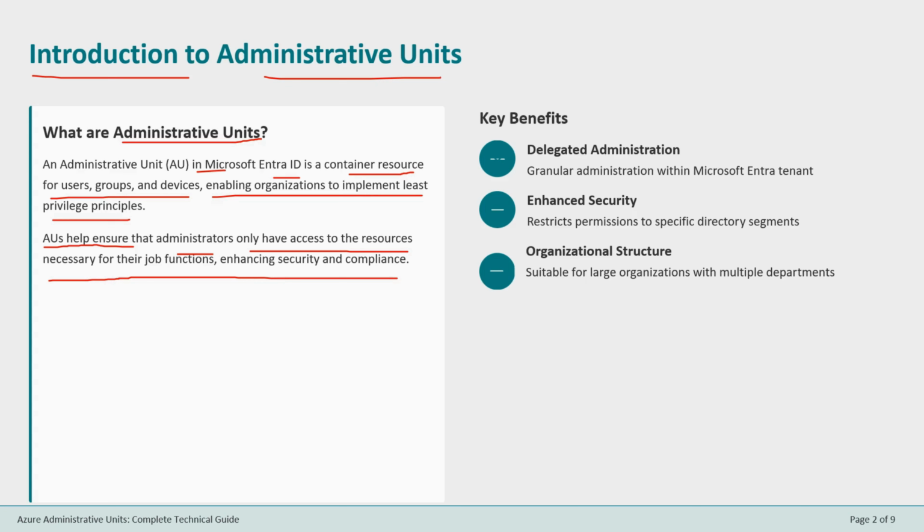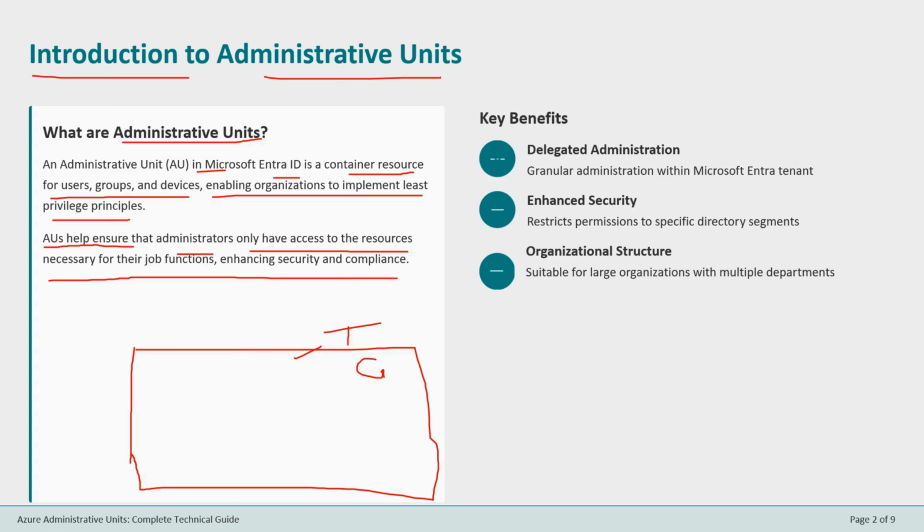For example, if a user has access to the entire tenant itself. For example, this is our tenant. I will create one basic diagram so you can understand. Here we have one GA, which has access to the entire tenant. Then we will create administrative units. For example, this is one container, and this is another container. In these containers we could have users, devices and groups. This is the third container. So if these are normal AUs, then this GA will have access to all three.